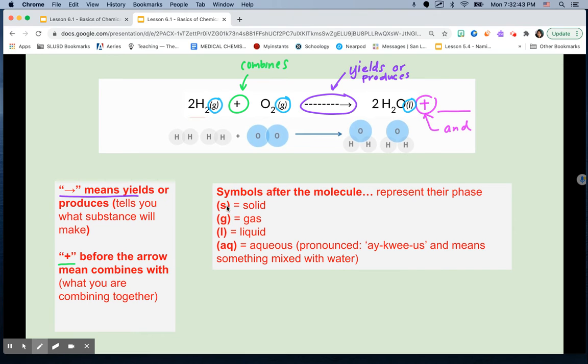So if you see S, that stands for solid, G is for gas, L is for liquid, and AQ is the trickiest one. AQ stands for aqueous, from Latin, pronounced aqueous. And that basically just means it's something in water. So it's going to mix in with water.